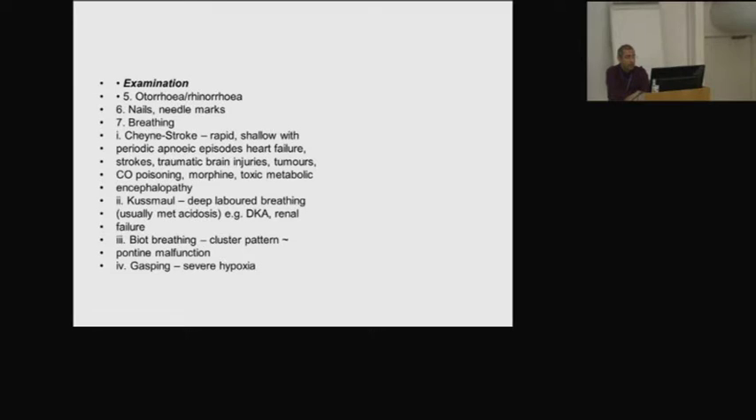So Cheyne-Stokes breathing, which is a kind of rapid, shallow breathing alternating with slow periodic apneic episodes, can be a feature of a number of conditions, including heart failure, stroke, traumatic brain injuries, metabolic problems as well. Kussmaul's breathing is deep labored breathing, usually a sign of metabolic acidosis, such as ketoacidosis, renal problems, etc. So breathing pattern can be very helpful.